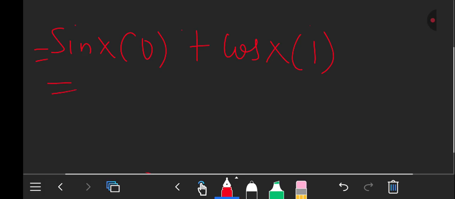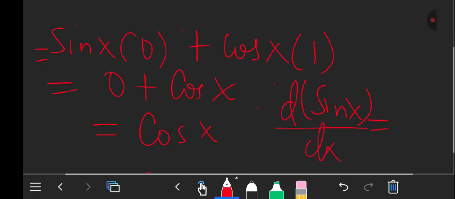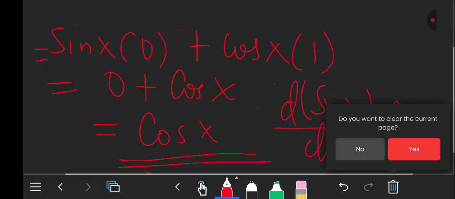So we'll say sine x multiplied by 0 is just 0, plus cos x multiplied by 1 is just cos x. So we're going to have 0 plus cos x, which is cos x. So therefore dy, or derivative of sine x, let me write it like this: derivative of sine x with respect to x is equal to cos x. We've shown that, we've proved it. So this is how you can differentiate sine x using first principle.